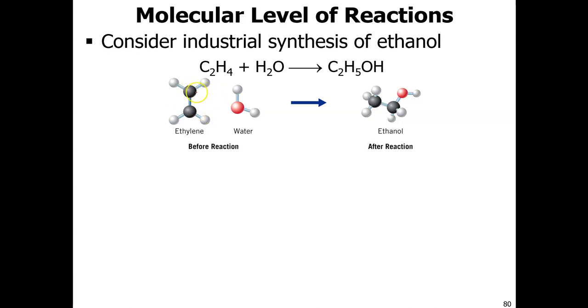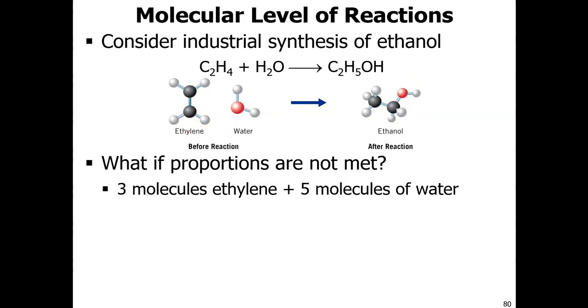And here you can see we have ethylene, and I don't really love this picture of ethylene. Usually there's a double bond here, but that's not of importance right now. We have C2H4 and H2O react to form C2H5OH. So here is the structure of the ethanol, and here is the water and ethylene. So what happens if the proportions are not met?